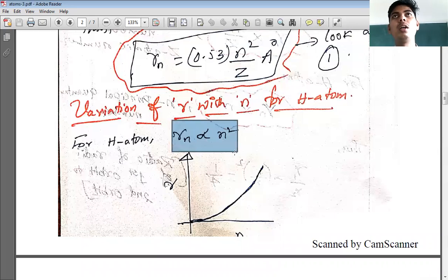radius of nth orbit of electron is directly proportional to square of the principal quantum number. That means as the principal quantum number increases, radius of the electron orbit also increases. So if we plot graph of radius versus principal quantum number, the nature of the graph will be like this. This is nature of graph between radius and principal quantum number.